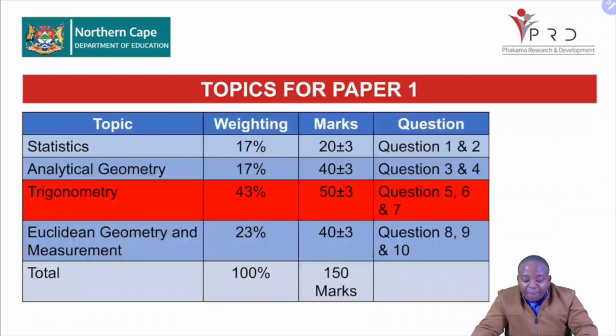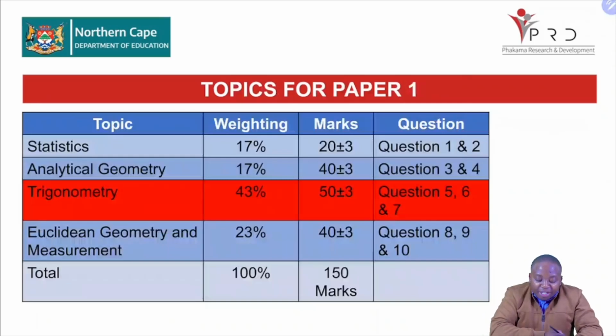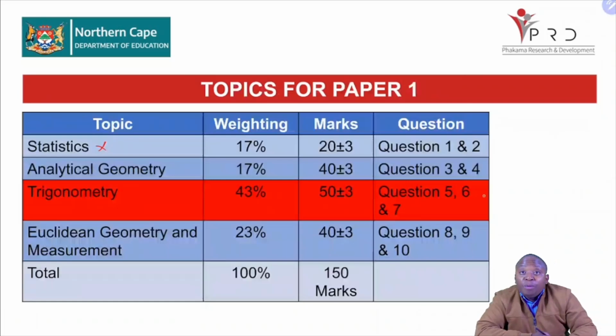Now, grade 12, remember, this is our structure for paper 2, and paper 2 has statistics, analytical geometry, trigonometry, Euclidean geometry, and measurement. And remember, for our June examination, we are not going to focus on statistics. All other topics that appear there will form part of our examination. And remember, this weighting is based on the full-blown exam paper, so the weighting might slightly change when we go into our June examination.